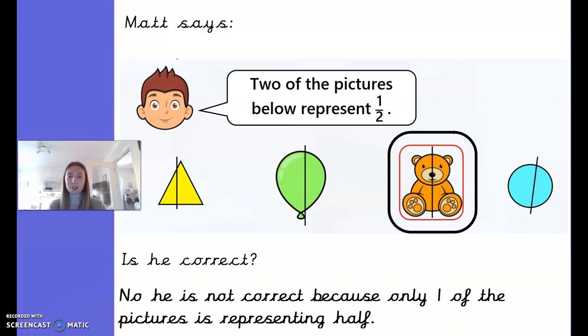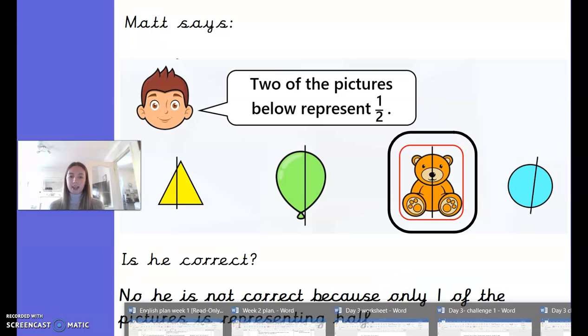So on the screen you should see that I have circled the picture which I think represents a half. So I can see that the triangle does not represent half because it's not split into 2 equal parts. The balloon also isn't split into 2 equal parts. The teddy bear is split into 2 equal parts, and the circle is not. So only one of these pictures represents a half. So Matt is not correct because only one picture represents half.